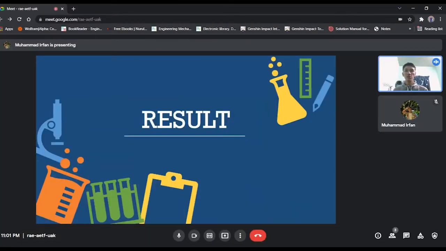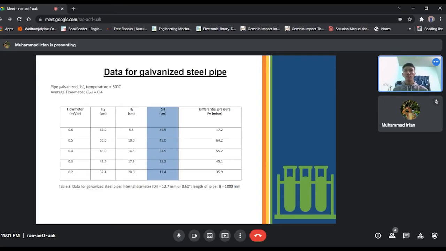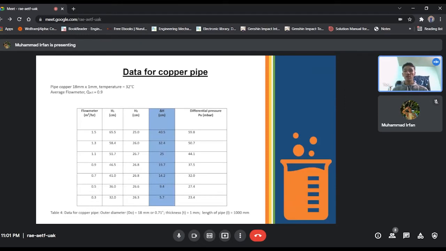Now we move to the results. Table 3 shows the data of the galvanized steel pipe. It has internal diameter 12.7 mm and the length of the pipe is 1000 mm. The average flow rate is 0.4. Next is table 4, which is the data for a copper pipe. It has outer diameter 80 mm, thickness 1 mm and the length of the pipe is 1000 mm. The average flow rate is 0.9.